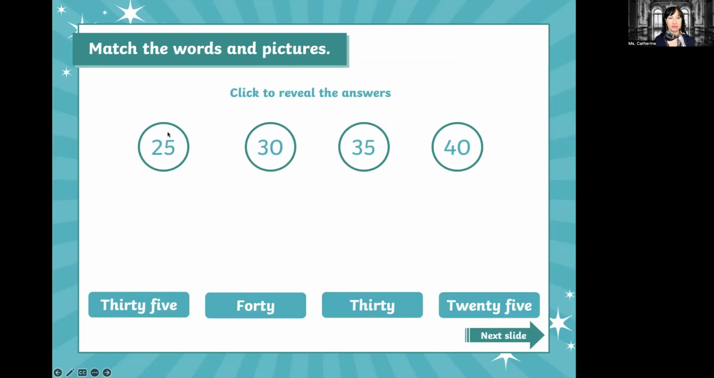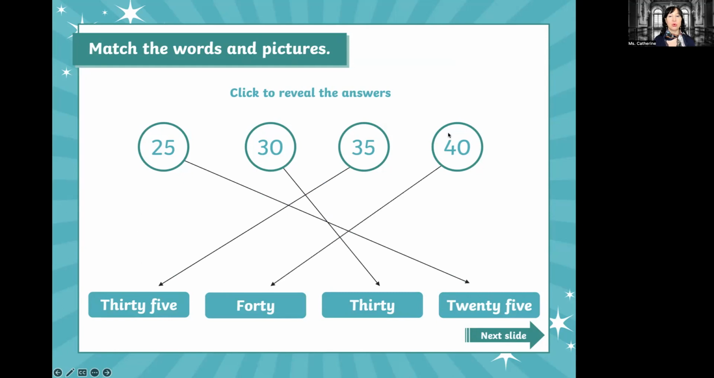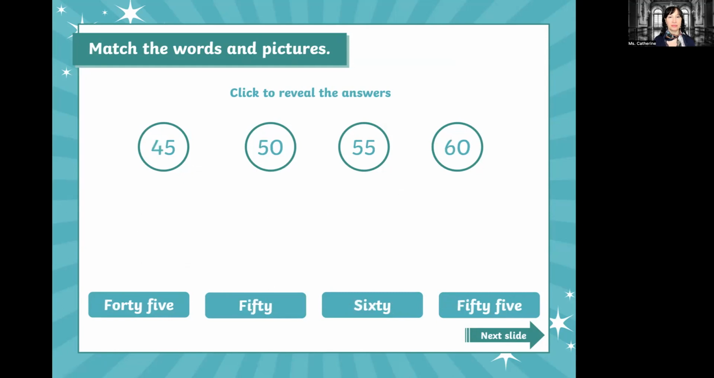Okay, what do we have here? 25, 30, 35, 40. Good job. Let's match these now. What's this number? 45. What's this one? 50. How about this one? The 5 and the 5. 55. Say this again. 55. Good job. And the last one. 60. Good job.